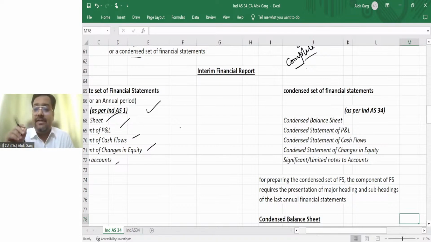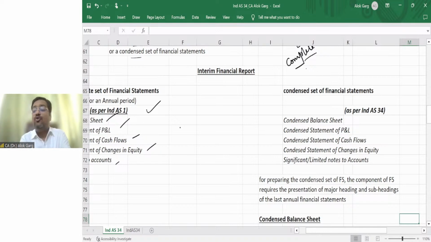So preparing a financial statement on an annual basis for a big listed company is not an easy task. The financial statements consist of 80 pages, 100 pages. The Reliance Industries financial statement is more than 100 pages, I can say that. So friends, that is why for interim financial reporting, the standard has also given a flexibility that if you want to prepare a condensed set of financial statements, then you can.